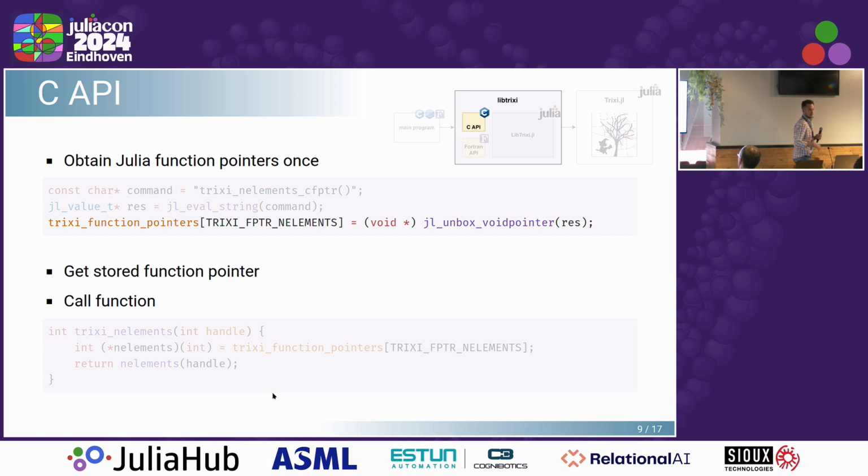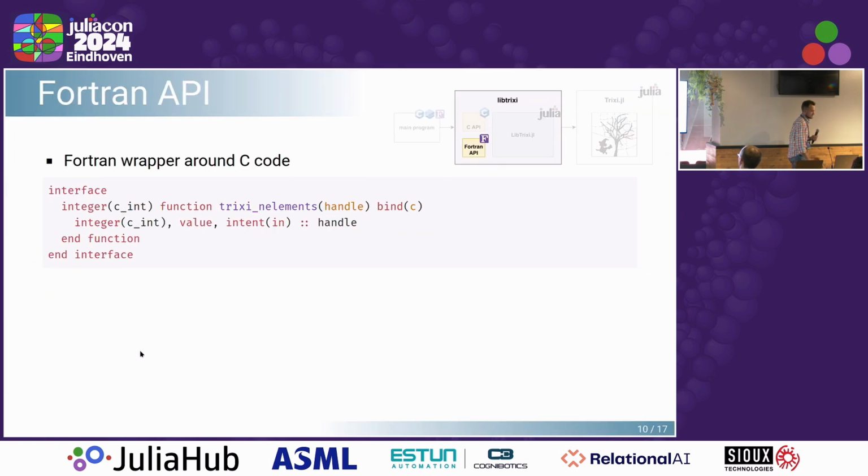Later on, if you then actually want to call this function, you of course have to get this function pointer once again, and then you can cast it to your actual function signature, and then call the function. That's the C API. Our next part is Fortran, and that's rather simple because once you have a C library, calling that from Fortran is rather easy. You just have to write this interface around that.